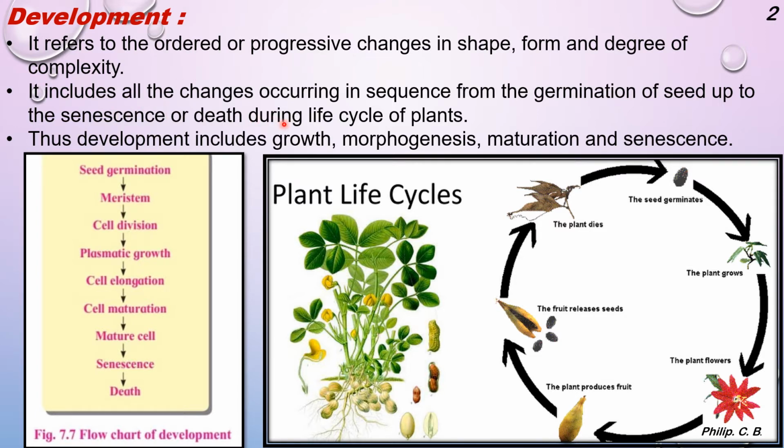It includes all the changes occurring in sequence from the germination of the seed up to the senescence or death during the life cycle of the plants. That's what we have seen in this chart, as well as a simple image to understand the concept. Thus, development includes growth, morphogenesis, maturation, senescence. So growth, as we know, is the seed which germinates, or all the living organisms which grow. Morphogenesis, that is the external form, the appearance. Maturation, then it matures into the type of species, and finally senescence or death takes place.